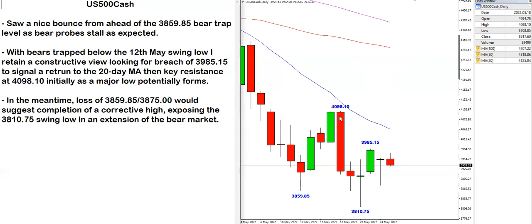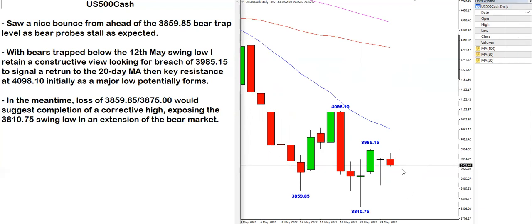Initial target, we've got the falling 20-day moving average, which comes in at 404.388 today. But this big level here, 409.9810, a reaction high from the 18th of May. Once we can get back above that, then we'll be talking about a double bottom, a major low in place, and then a big move higher for the S&P.